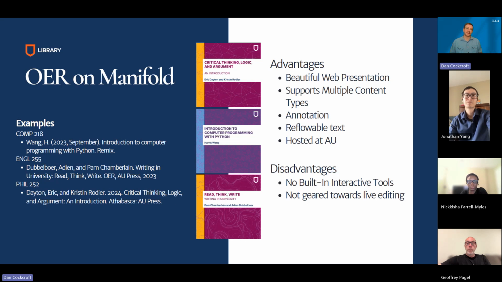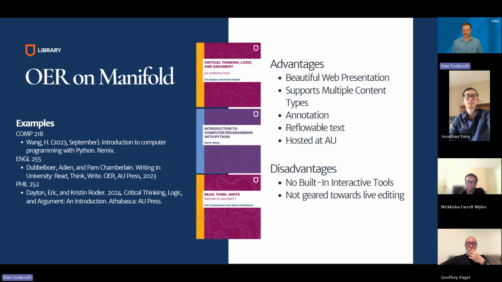The new kid on the block is Manifold. So if you're familiar with AU Press and their titles, those are all on Manifold. At AU Press, we currently have a program called the OER Publishing Support Program. And I'll tell you more about that later, but essentially it is an opportunity for authors to receive support to take an existing OER and put it into a super professional, polished format.